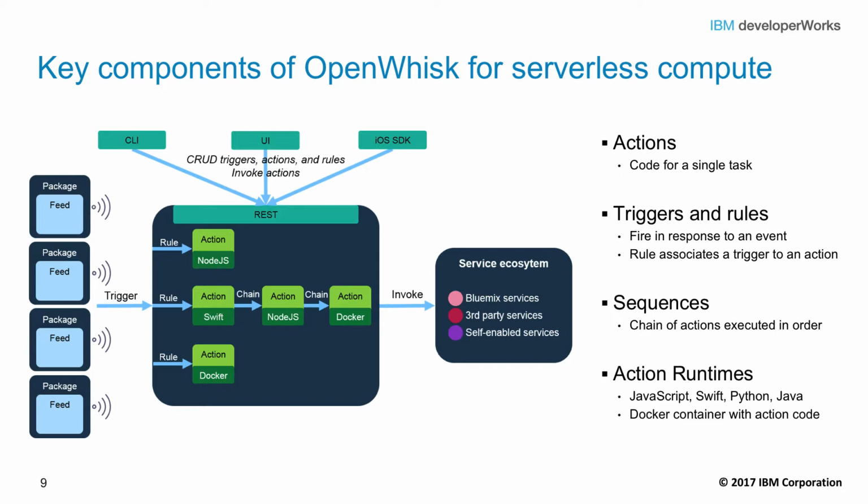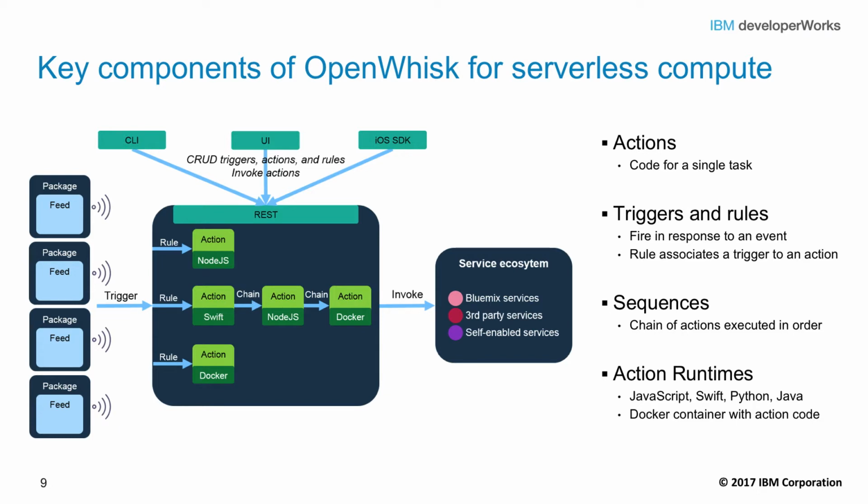Triggers and rules. A trigger is a declaration that you want to react to a certain type of event, whether from a user or from an event source. Triggers fire when they receive an event. Events are always occurring, and it's your choice on how to respond to them. Rules associate one trigger to one action, and when the trigger fires, the action indicated by the rule executes.